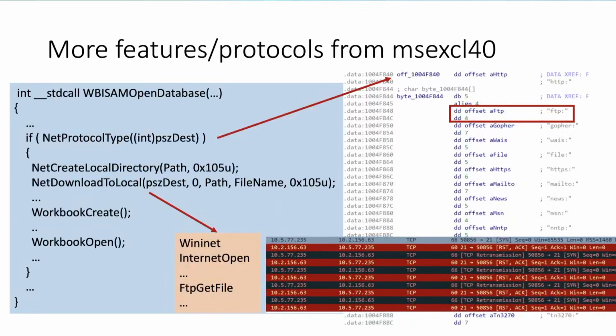You can see there's one more feature in MS Excel 4.0. There's a net protocol type function. It will check if the input is an FTP protocol. If yes, it will call the net download to local function to download the remote database file from the FTP server. This function will call APIs in WinINet to communicate with the remote FTP server. You can see IIS and the SQL Server connect to port 21 with the FTP protocol.